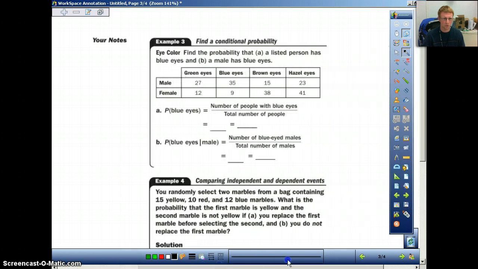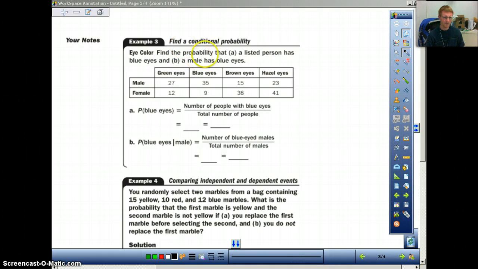That's the second page of your notes. Okay, so in this case, we have a chart with a bunch of information given. It says find the probability that a listed person has blue eyes. So let's start with that. What we do is add up the two blue eyes, which is 44. So the total number of people with blue eyes is 44 over the total number of people. This is just regular probability, what we did before, and that's over 200. This gets us 44 over 200, which is 11 over 50 reduced. So that's our fraction there. That's the probability we've been doing.